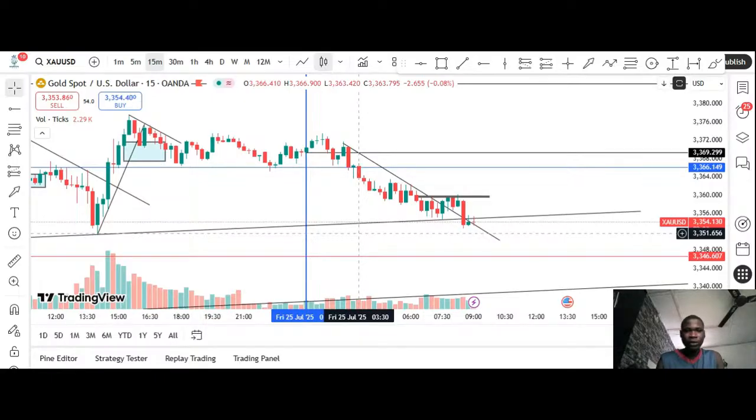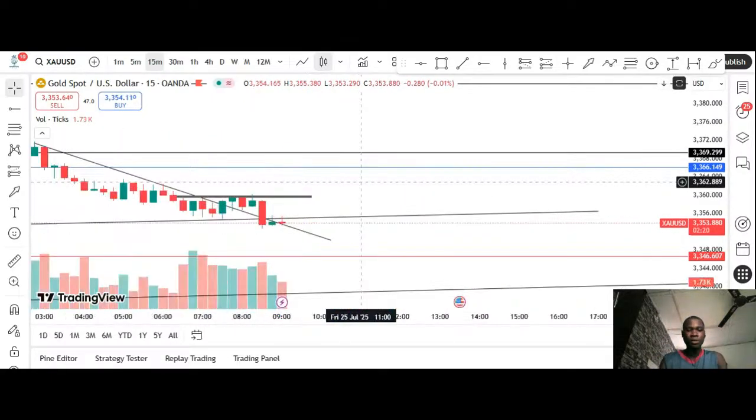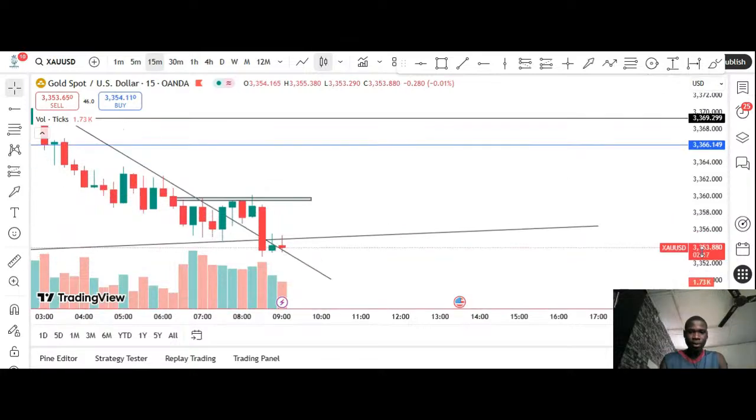I thought that was on XAUUSD. I would have gone for a position, but this is gold on the chart. So as you can see, it's the same thing with what you are seeing here on my screen.